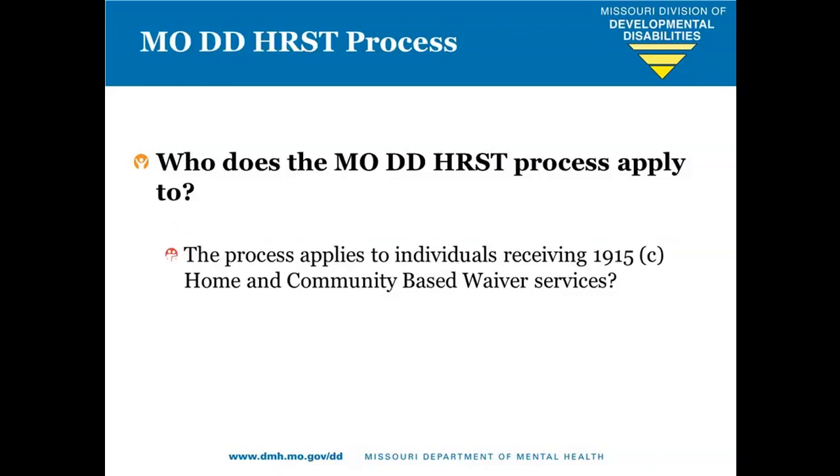So who does the MODD HRST process apply to? It applies to individuals receiving 1915(c) home and community-based waiver services. The division has four waivers in Missouri: the Community waiver, the Comprehensive waiver, the Partnership for Hope waiver, and the Missouri Children with Developmental Disabilities, or MOKIDS, waiver. It applies to all of those. So if a person is receiving funding through DMH DD through these waivers, then this will apply to that person.